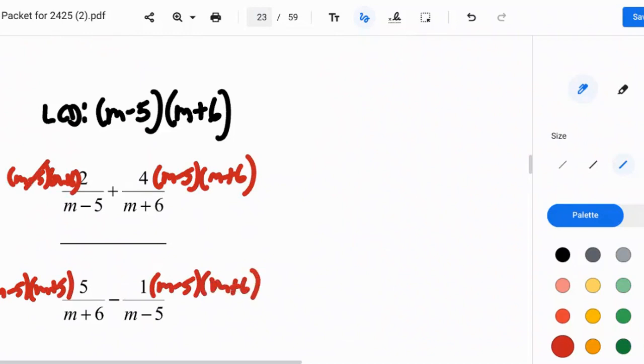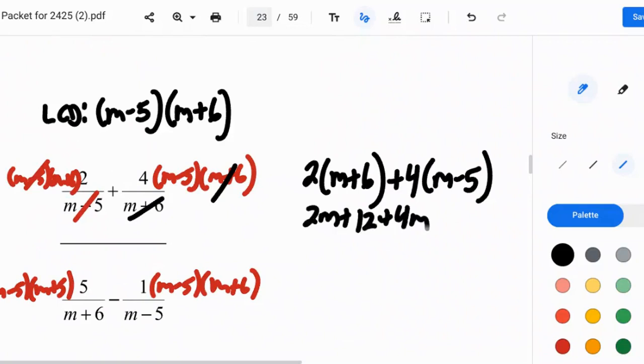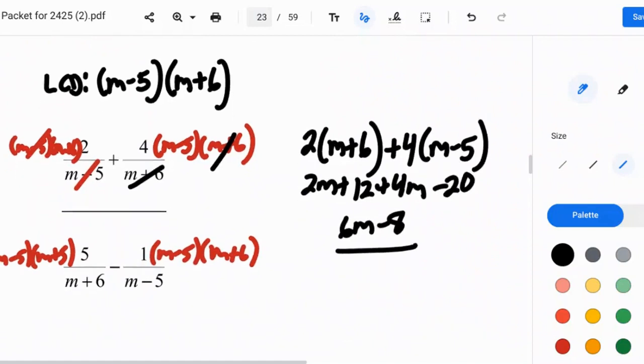So the m minus 5's cancel here. I'm left with a 2, and then that's an m plus 6. Sorry, it's a little scratchy. The m plus 6's cancel here, so I'm left with a 4 and an m minus 5. If we multiply that whole thing out, we get 2m plus 12, 4m minus 20. Combine like terms, we have 6m minus 8 on the top. So that covers my whole top.